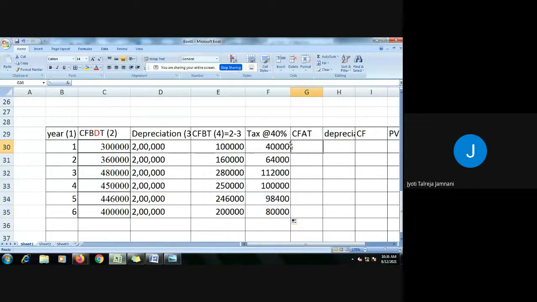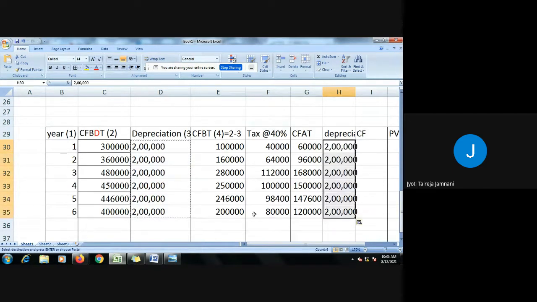So from cash flow before tax, we will minus tax to get the cash flow after tax. So 1 lakh minus 40,000, you will get the cash flow after tax, that is 60,000. So you see 1 lakh minus 40,000, it is 60,000. Similarly, 1 lakh 60 minus 64,000 is 96,000. 2 lakh 80 minus 1 lakh 12 is 1 lakh 68, and so on. So now again we have taken depreciation, so we will write it here.